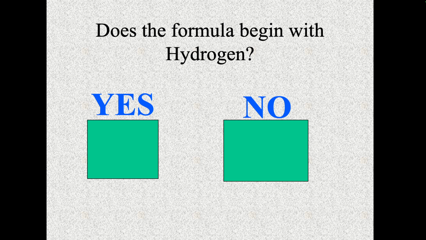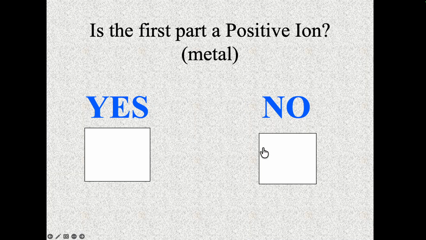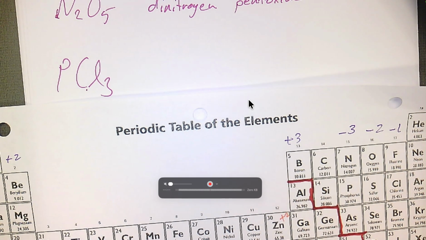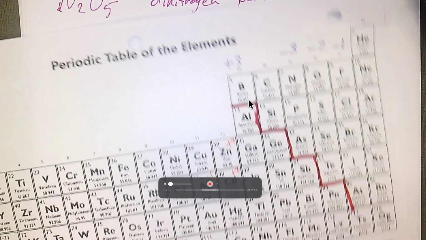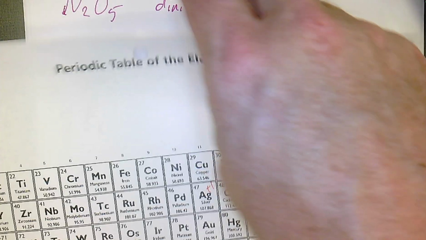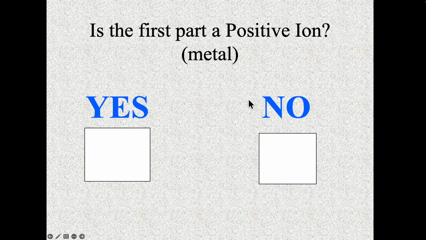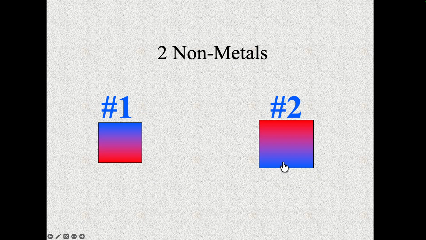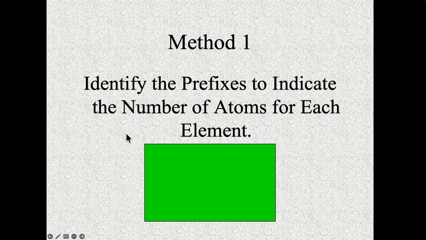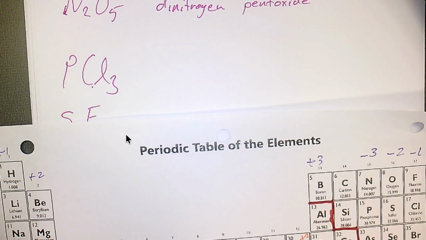Okay. All right. Let's go to the next one. PCl3, right? That's our next one. So does it start with hydrogen? No. Is the first part a positive ion, a metal? Well, P, yeah, you know because we've already said it, but let's find P. Look, P is right below N, so it's still a -3, so it is not positive. All right, so the answer is no. Okay, so we're going to use method 1. Identify the prefixes and write the names.